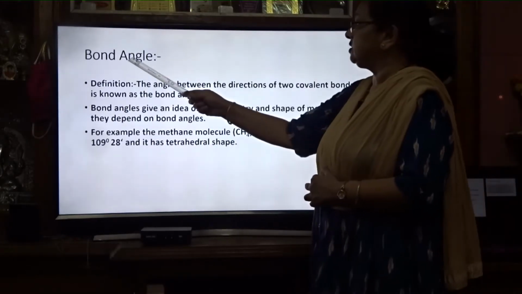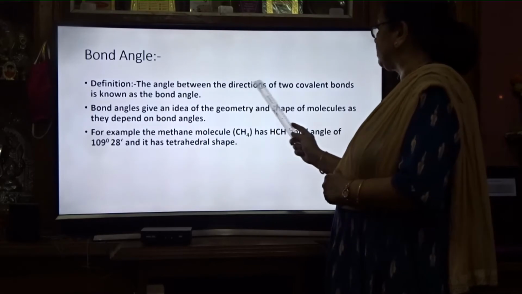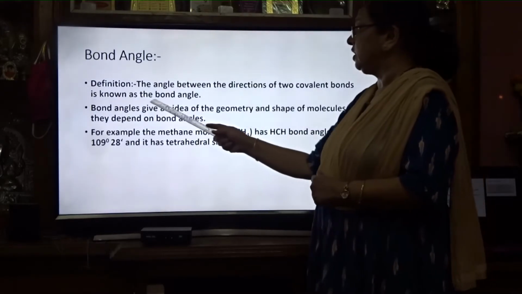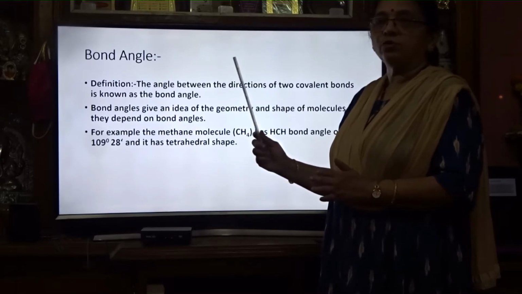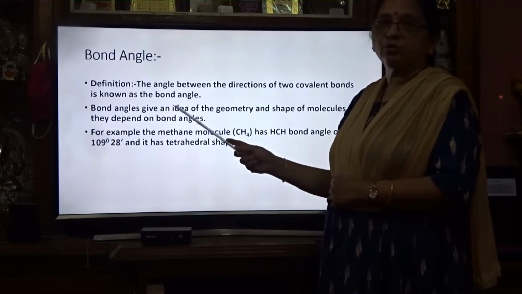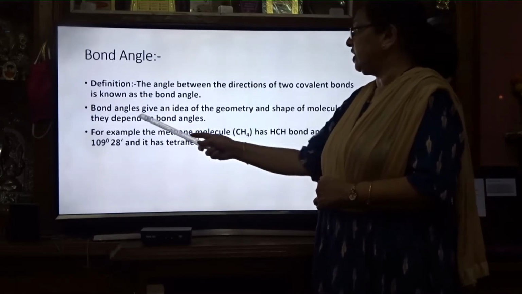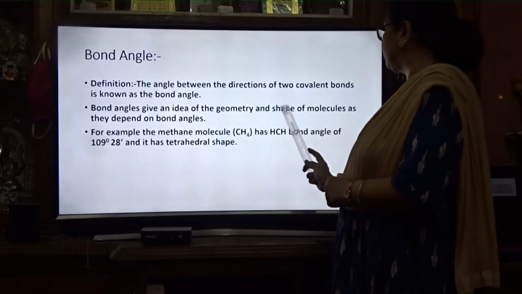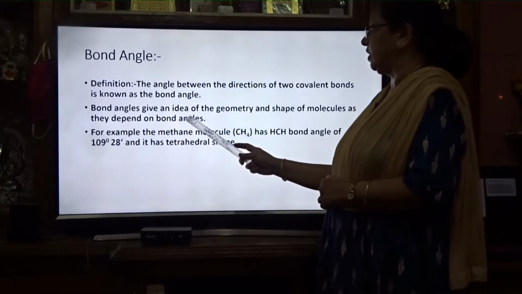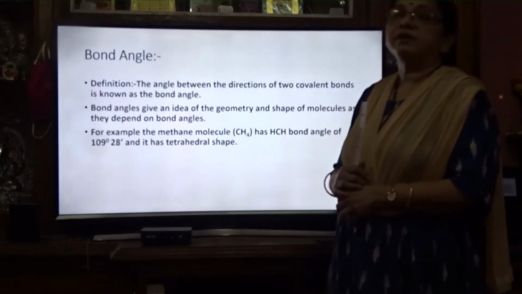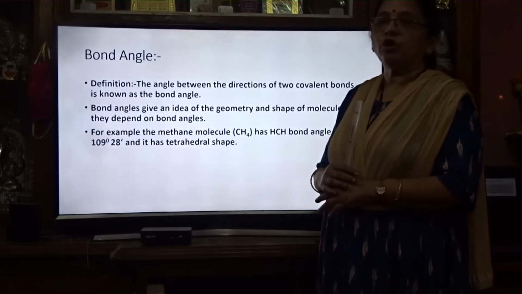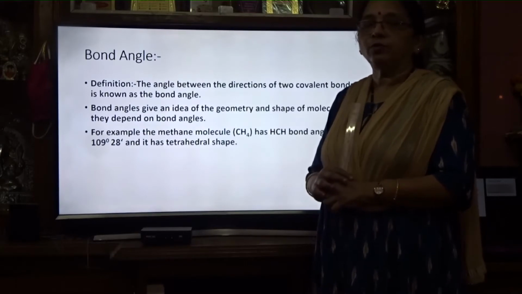Then next is the bond angle definition. The angle between the directions of two covalent bonds is known as the bond angle. Two covalent bonds are formed among three atoms. The angle formed is known as bond angle. Bond angles give an idea of the geometry and shape of the molecule. By seeing the bond angle, we can say what is the shape of the molecule and what is the geometry of the molecule.